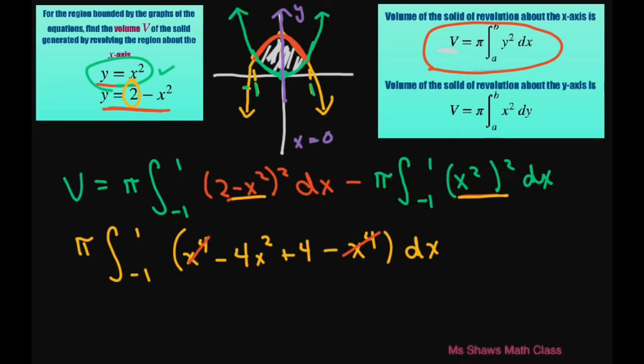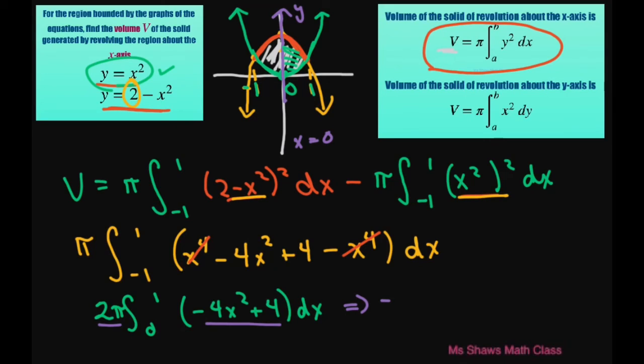So basically what I can do is find this volume and then multiply it by 2 to get this side. That means I'm just going to go from 0 to 1, and I have to multiply this by 2. So this is going to be 2 pi, and then we have negative 4x squared plus 4 dx. And then I can also factor out a negative 4, and that's going to give me negative 8 pi, going from 0 to 1.